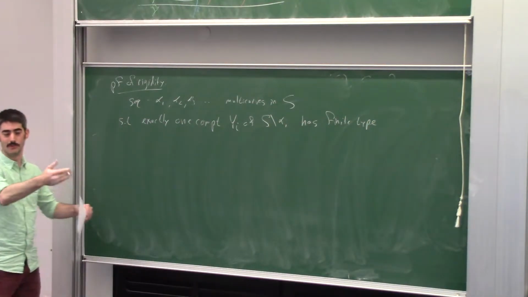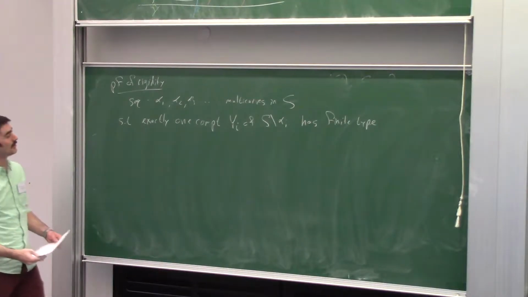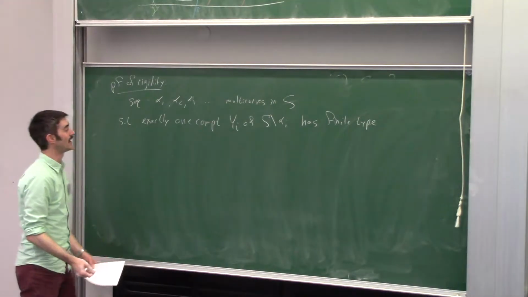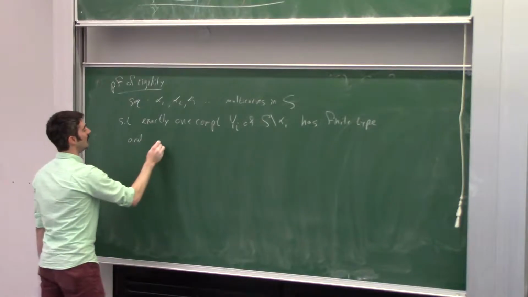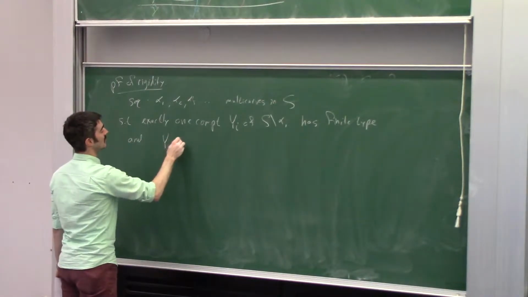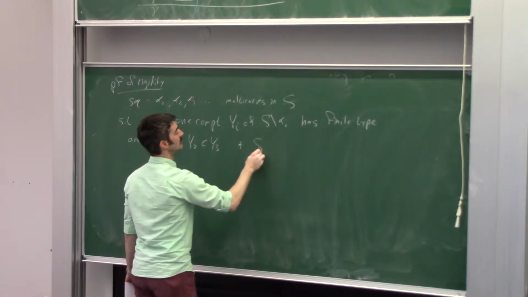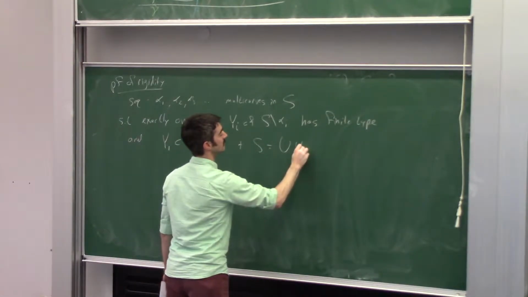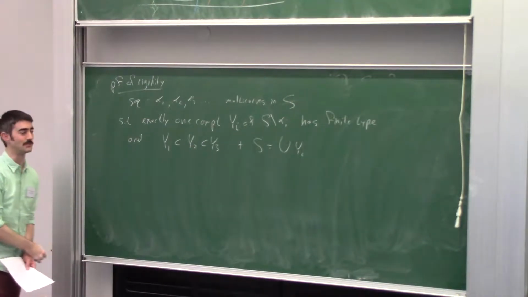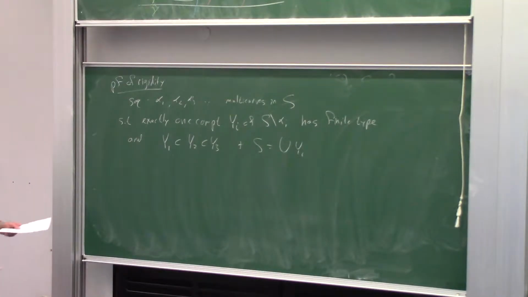Okay, so I take these multi-curves, and each one cuts the surface into some components, and one of them is finite type. We call that Y_i. And furthermore, such that these Y_i's are nested in this way, and the whole surface is their union. So they give an exhaustion. Okay, and you can find a sequence of curves that does that.